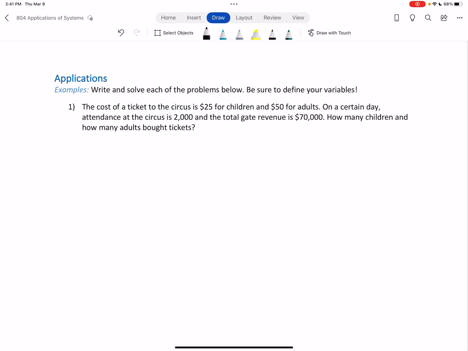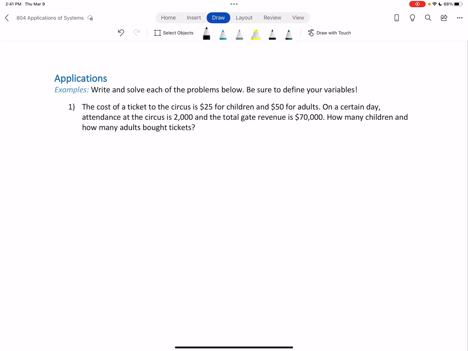Okay, so let's solve some application problems using systems of equations. What you're going to notice about these word problems that we haven't seen before is that there's going to be two things you don't know. When there's more than one thing that you don't know, you need a system of equations. So this one, let's start.